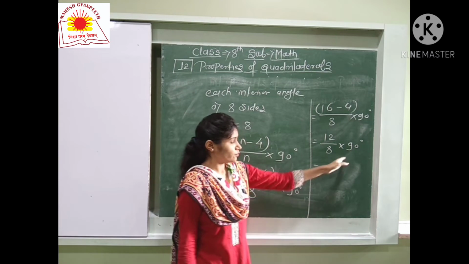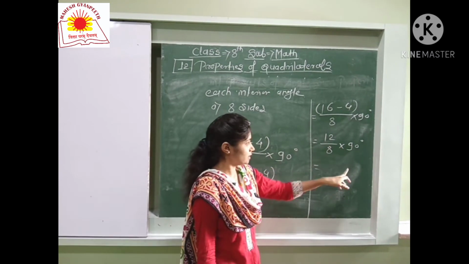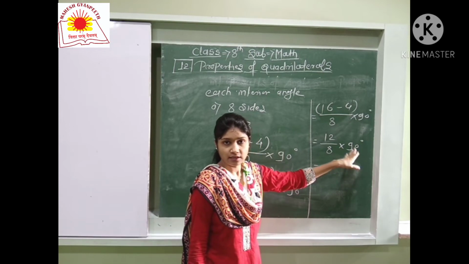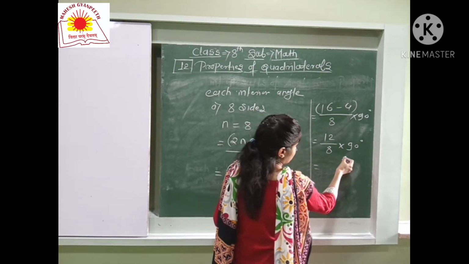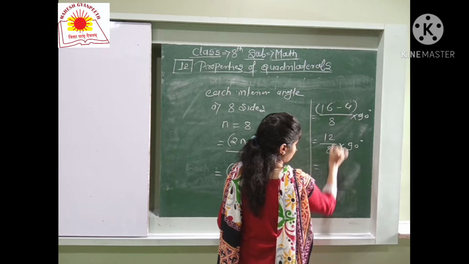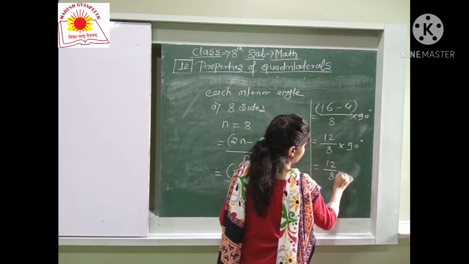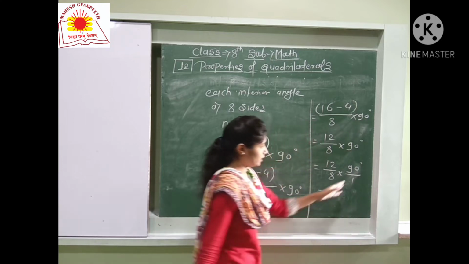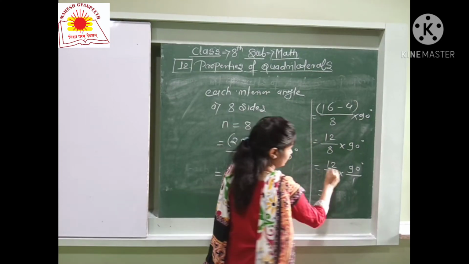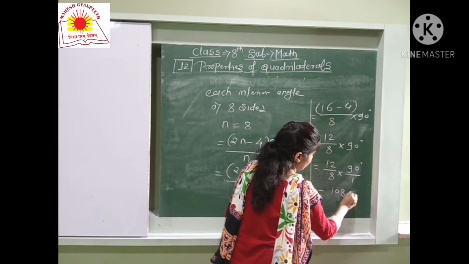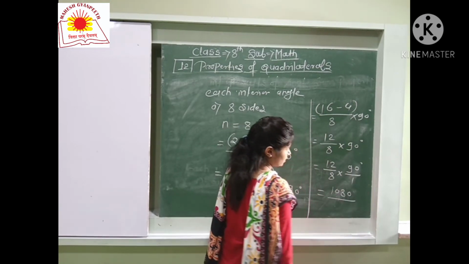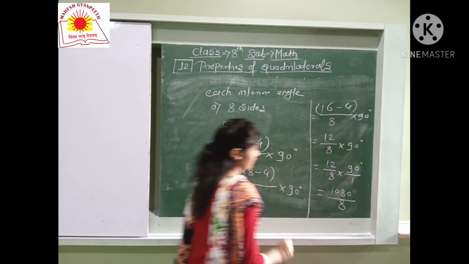Okay, so how to solve? Multiply this one. Is 8 divisible by 90? No. So what do you do? 12 upon 8 multiplied by 90 degrees upon 1. So multiply: 12 nines are 108, so 12 nineties are 1080, upon 8. Divide.